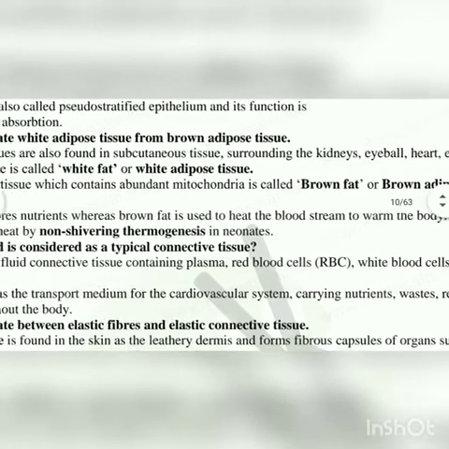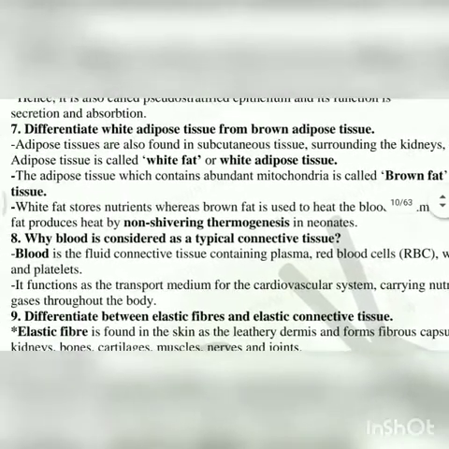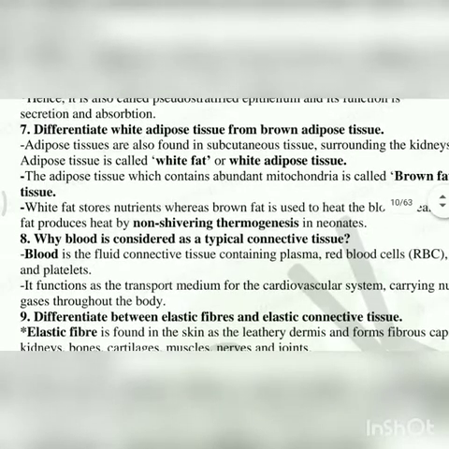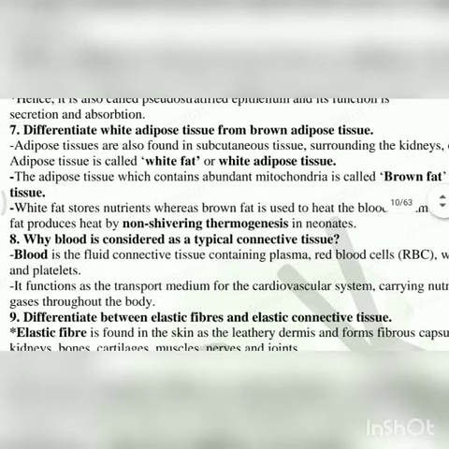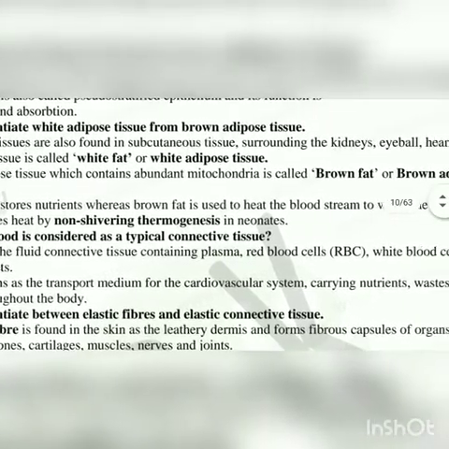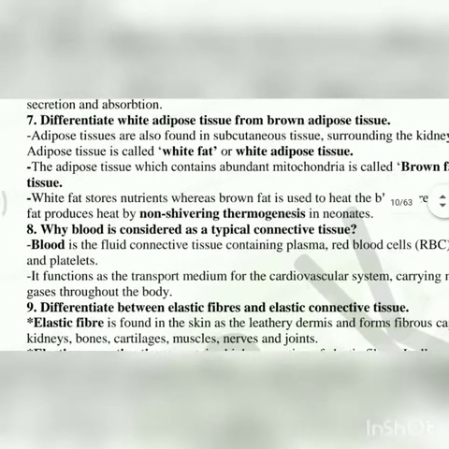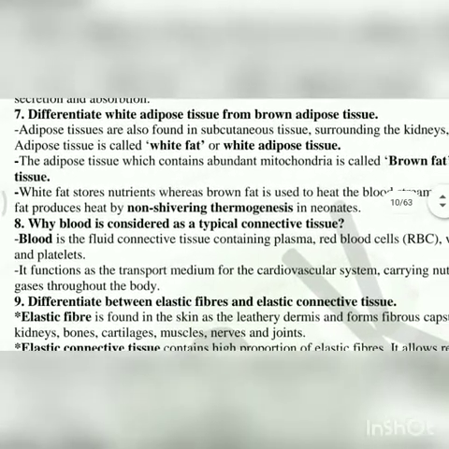White fat stores nutrients, whereas brown fat is used to heat the bloodstream. So white fat stores nutrients, whereas brown fat is used to heat the bloodstream to warm the body. This brown fat produces heat by non-shivering thermogenesis in neonates.